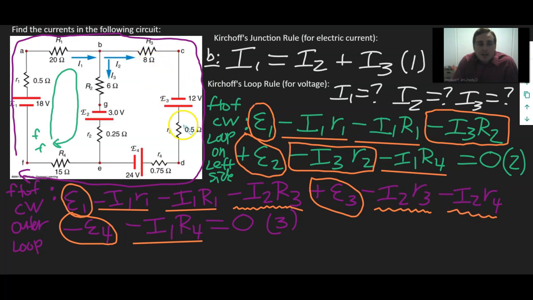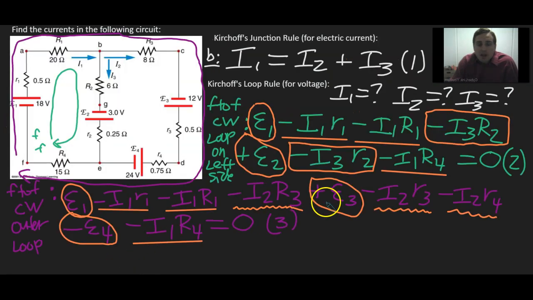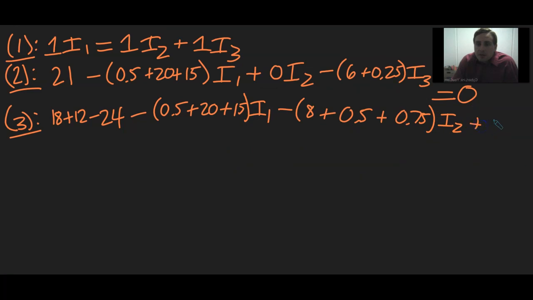So that's 8 and 0.5 and 0.75. And those all have minuses because we're going the correct direction with the current. So minus 8 plus 0.5 plus 0.75, and that's all times I2. And I don't think there's any I3s, no boxes, correct, in the third loop, the third equation, which is the last loop equation. So that's going to be plus 0 I3 equals 0.